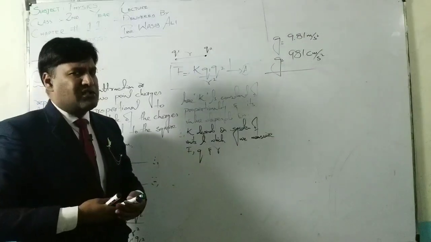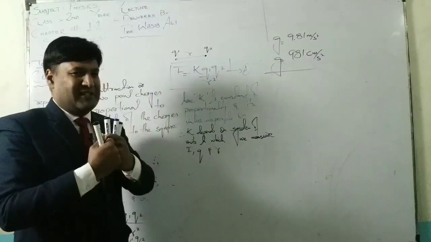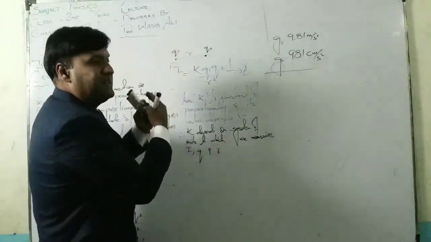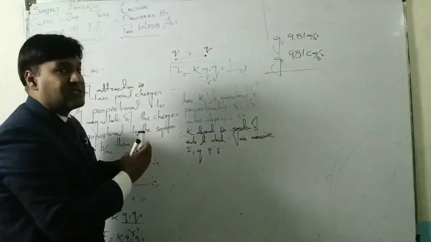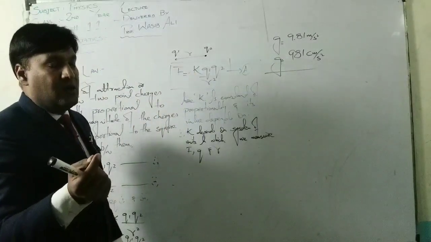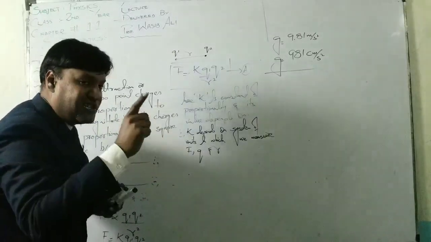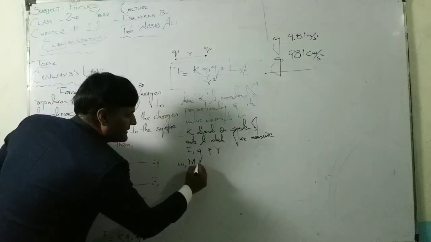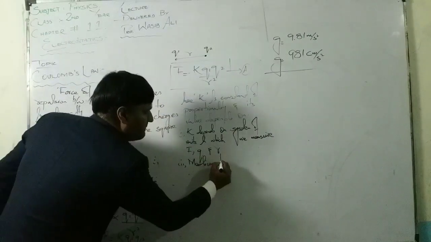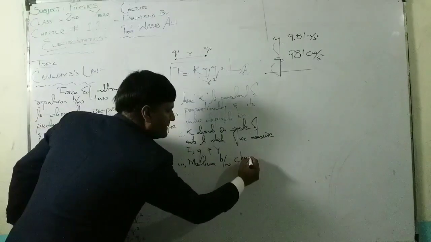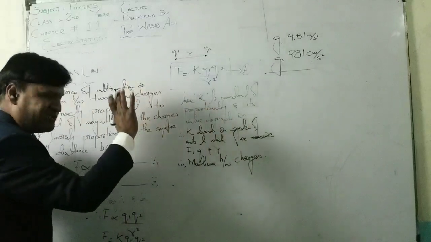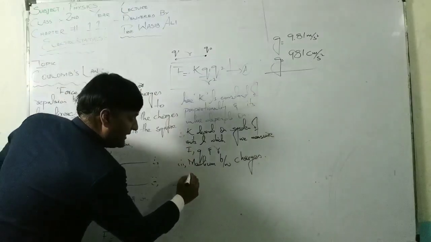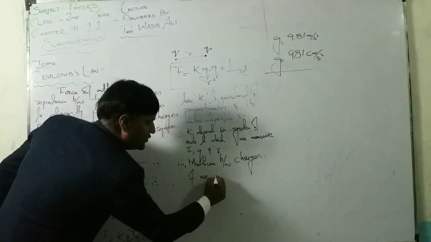So the first point, k depends on the system of units in which we measure F, Q and R, and the second and the most important thing is the medium between the charges. For example, if we place plastic, rubber, or glass between the charges, obviously the force between the charges will be affected. So the second point on which k depends is the medium between the charges.